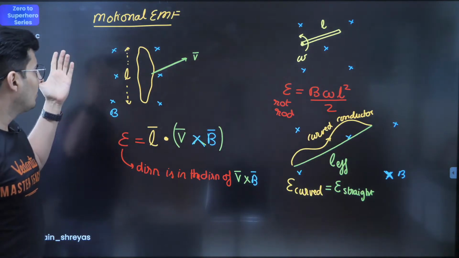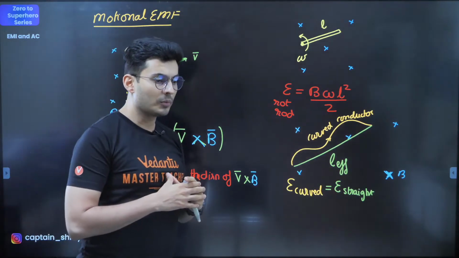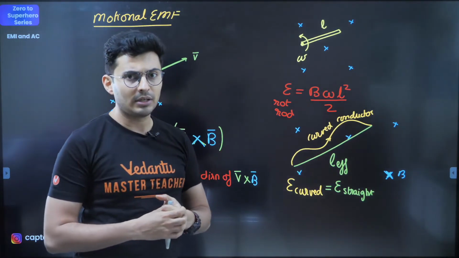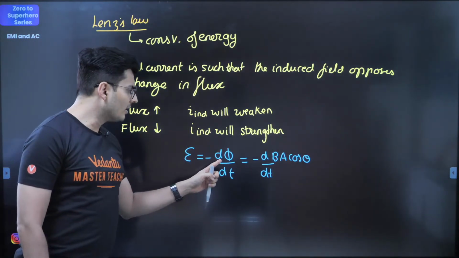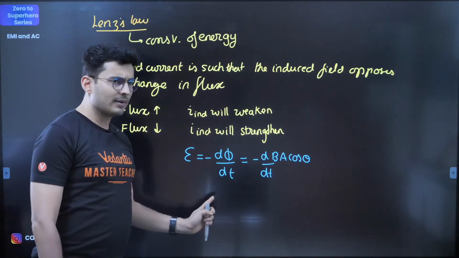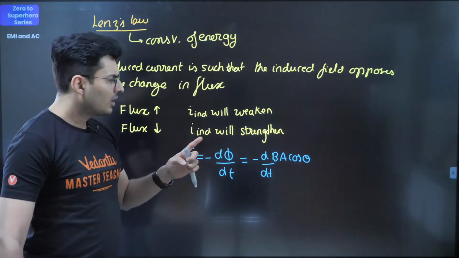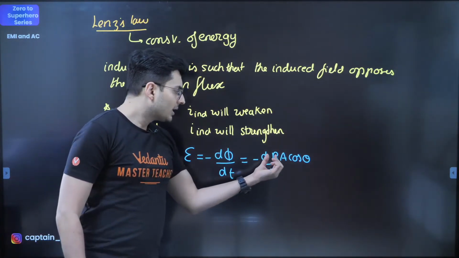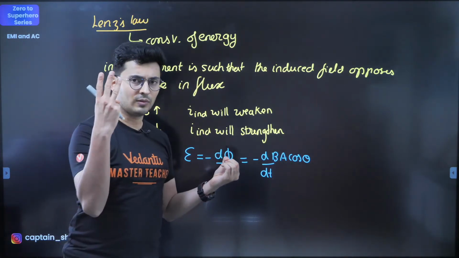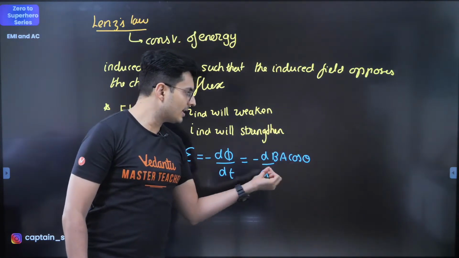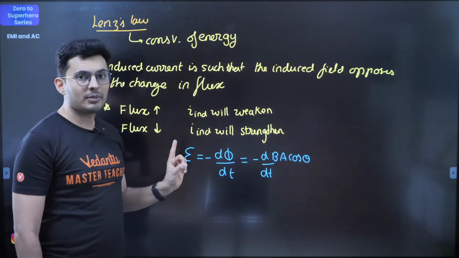Now, motional EMF. Let's talk about the second aspect of how electricity can be induced. One aspect was by Faraday's law. Now over here, Faraday's law says EMF induced is minus d phi by dt. So flux is B into A into cos theta. You will realize this very quickly, that either B changes or A changes or theta changes. Any one of these three things change, the inside part will change. Hence, there will be some change in the flux that will create EMF.